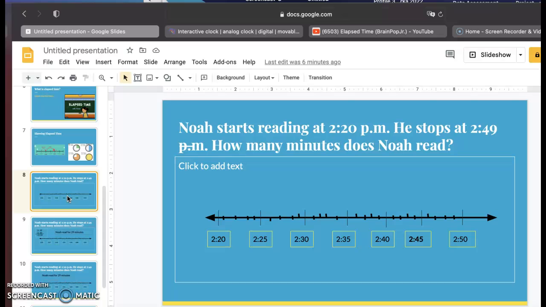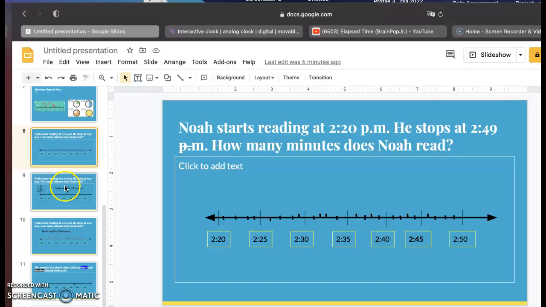Here is your guys' question, okay? Noah starts reading at 2:20. He stops at 2:49 p.m. How many minutes does Noah read? Pay attention to the end time and the start time, okay? Use the number line or the whiteboard scratch paper right in front of you to answer the question. I will give you guys just a minute.